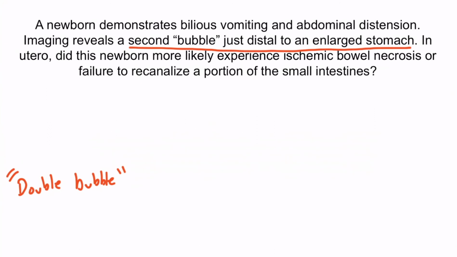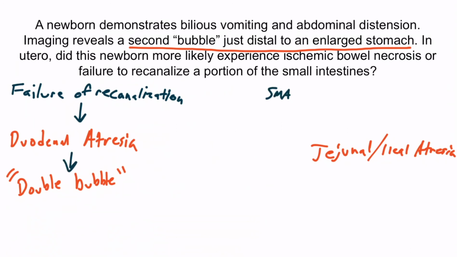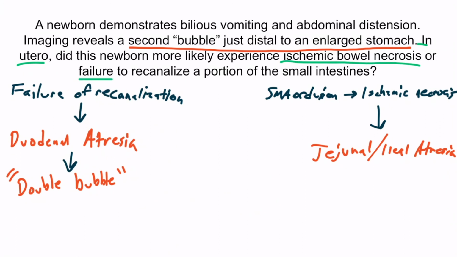Recall that you should break up atresias into duodenal atresia and jejunal/ileal atresia. Duodenal atresia occurs because a portion of the duodenum fails to recanalize. So that leads to duodenal atresia, and the patient can demonstrate that double bubble sign. Whereas jejunal and ileal atresia occur because of SMA occlusion, which leads to ischemic bowel necrosis. So those patients will get jejunal or ileal atresia. So going back to our question, in utero, did this newborn more likely experience ischemic bowel necrosis or a failure to recanalize a portion of the small intestines? And that would be a failure to recanalize. And that concludes this section.